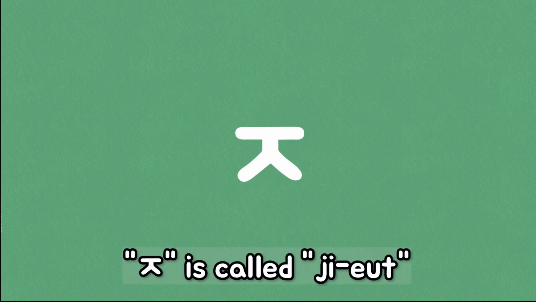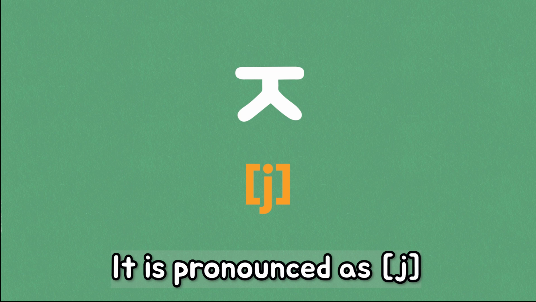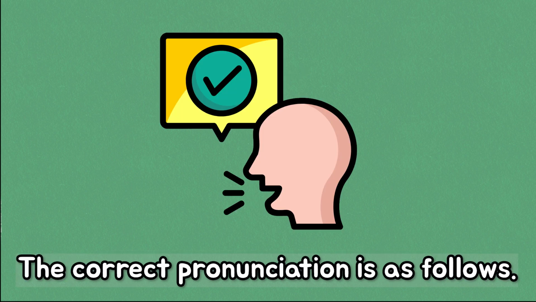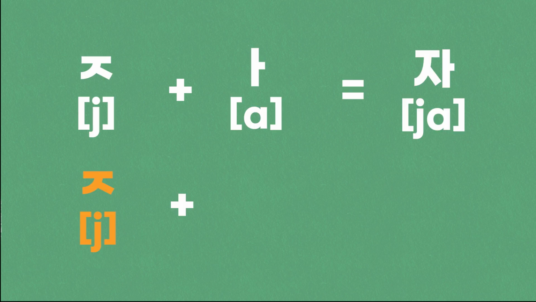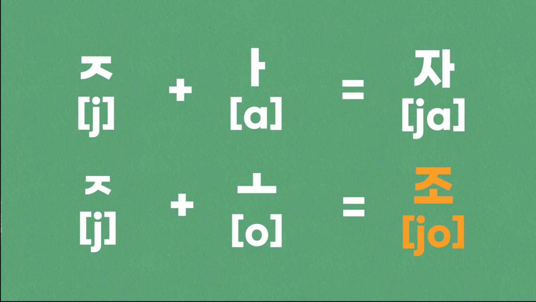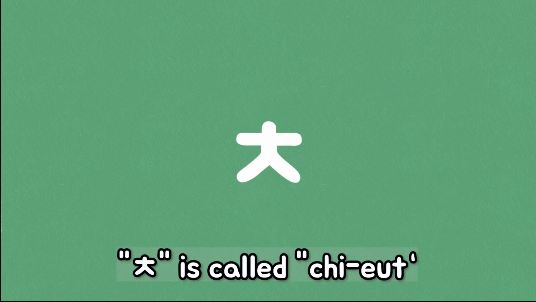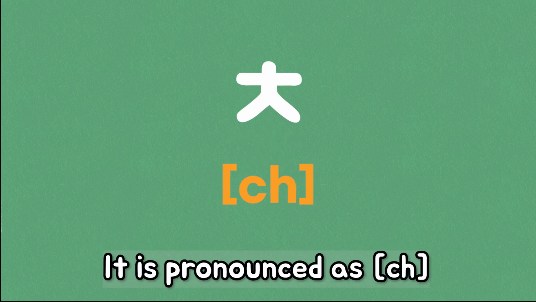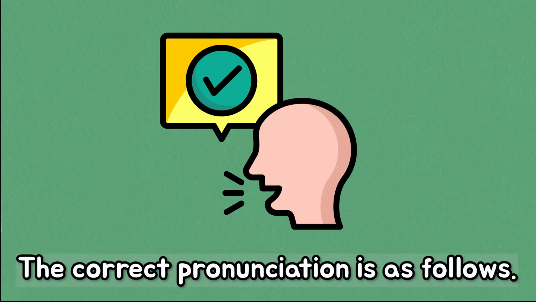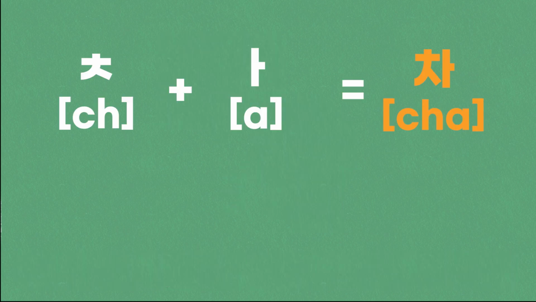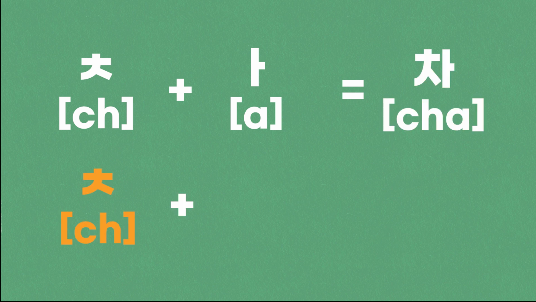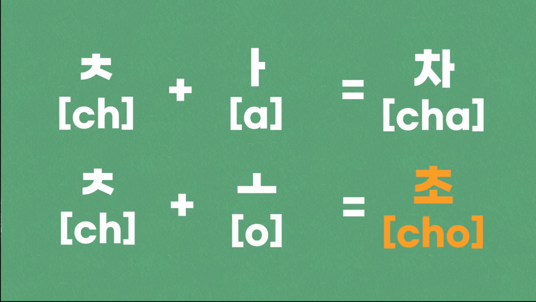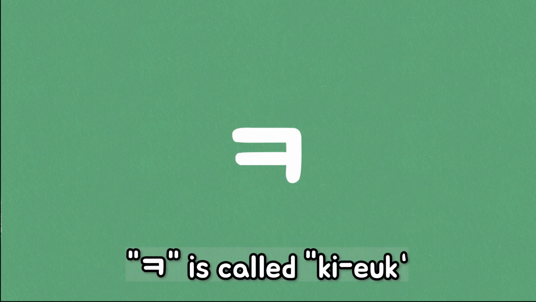Jiu is called jiu. It is pronounced as j. The correct pronunciation is as follows. J, a, ja, j, o, jo. Chiut is called chiut. It is pronounced as ch. The correct pronunciation is as follows. Ch, a, cha, ch, o, cho.